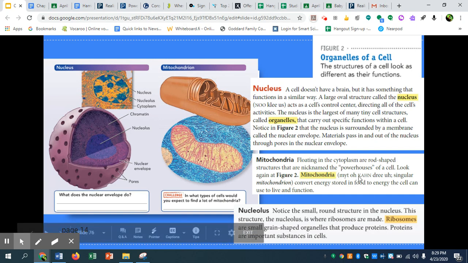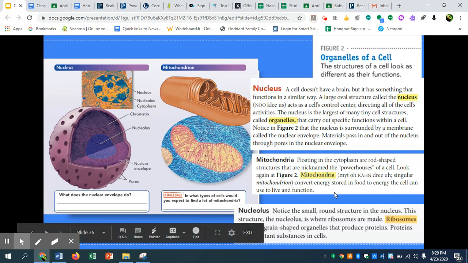Okay. So now floating inside the cell also are something called mitochondria. And the mitochondria is the energy producer of the cell. They convert stored energy in food to energy that the cell can use to do its everyday functions.